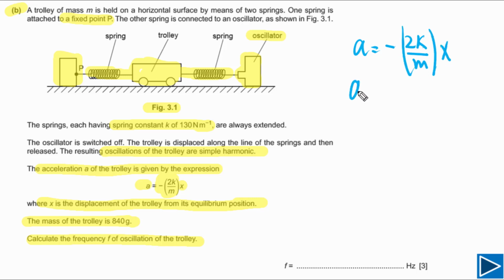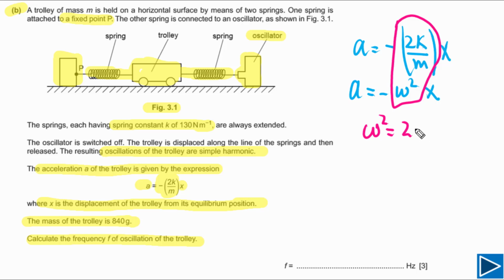So let me write down here the general equation of simple harmonic motion. Now if you look at these two equations, we can simply find out that omega square is equal to 2k by m. So we can write omega square equals 2k by m, but we need to find the frequency. So we need to understand omega, this is also equal to 2 pi f. We can replace omega with 2 pi f because we need to find the frequency.